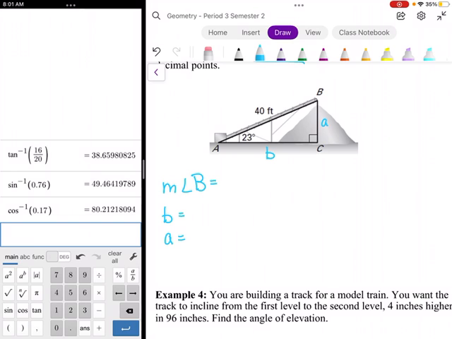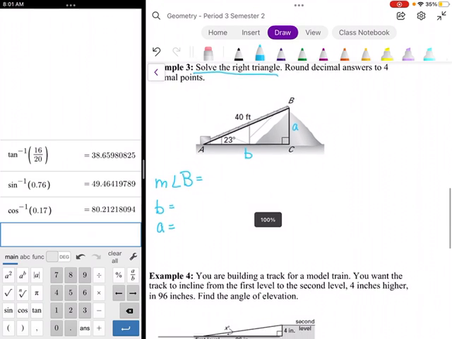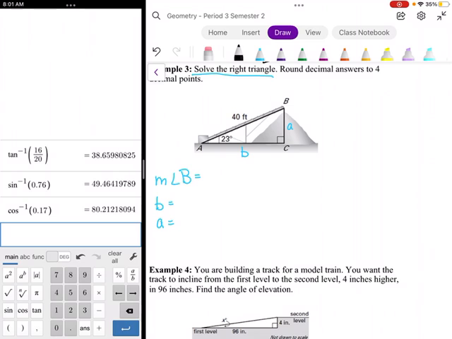So for this problem, we are looking for 3 pieces of information. In this one, we were given 2 angles. So right away, we can figure out that third angle by adding 23 and 90 together and then subtracting that from 180.